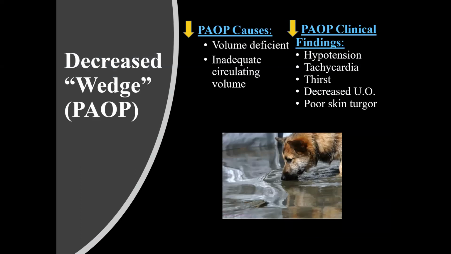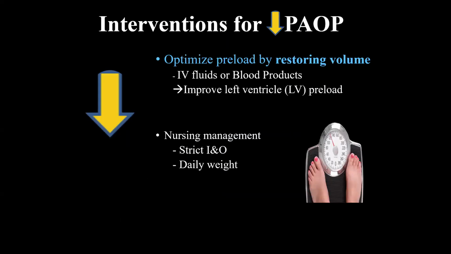If the wedge is decreased, it's volume again, so give them back volume. You can see the puppy taking a drink of water. Give them back volume. They're going to have all of those findings of fluid volume deficit. And one of the first things you're going to notice is that urine output drops. If your body's not getting the amount of volume that it needs, we stop making urine. It backs off, cuts back. So really paying attention to that hourly output is going to be crucial. Optimize again, depending on the cause. Okay. Strict I&O, daily weight.